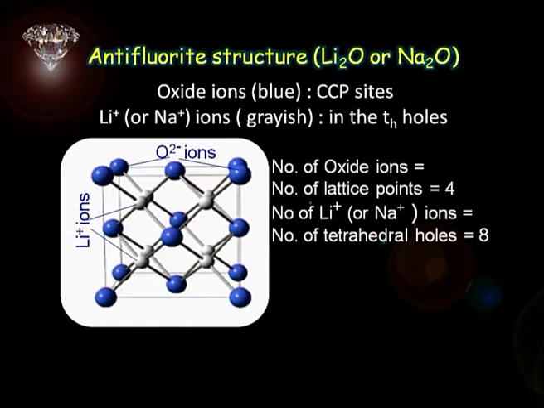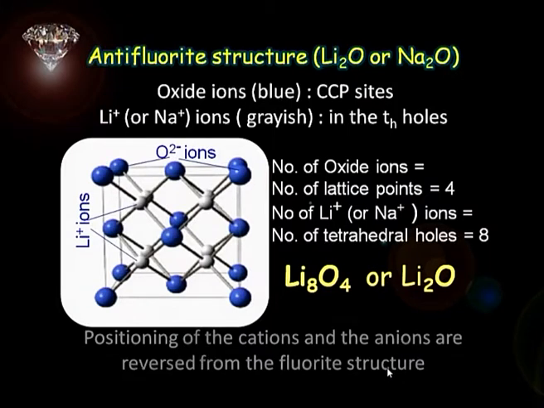Similar analysis again. There are 4 oxide ions and 8 lithium or sodium ions, and again this becomes Li8O4, in other words lithium oxide. So, that is the positioning of cations and anions, reversed from the fluorite structure. In calcium fluoride it was the other way around. In the case of calcium fluoride, we had calcium ions forming CCP and fluoride in the tetrahedral holes. In antifluorite, that is why the name is antifluorite, there is a reversal of location.